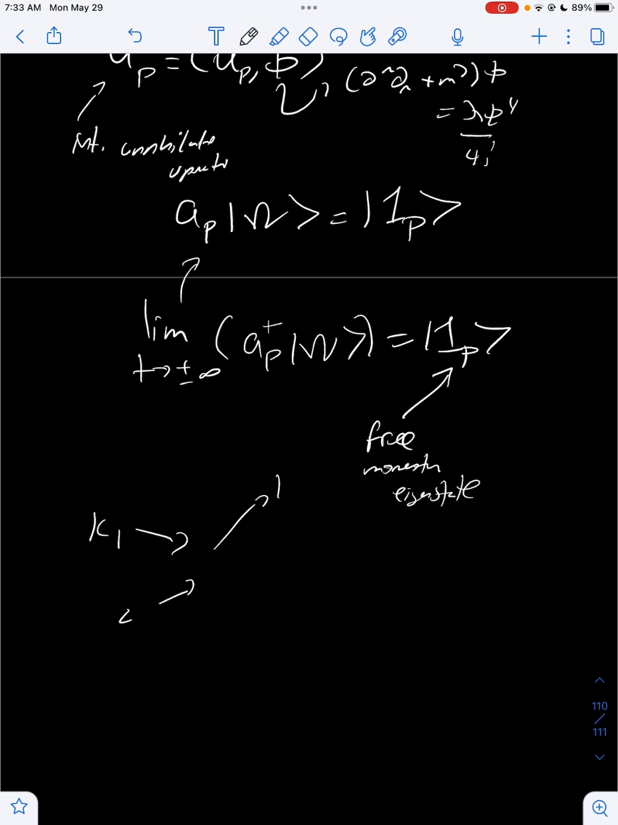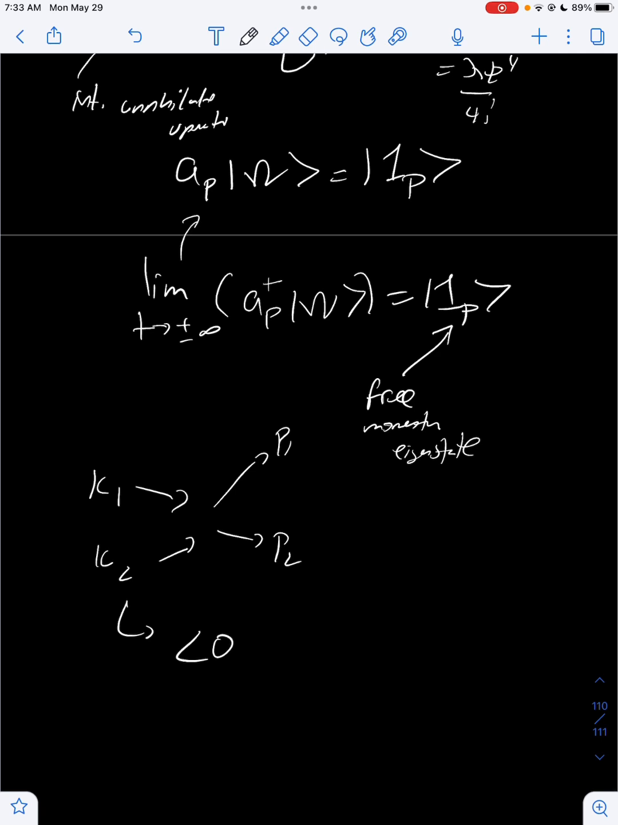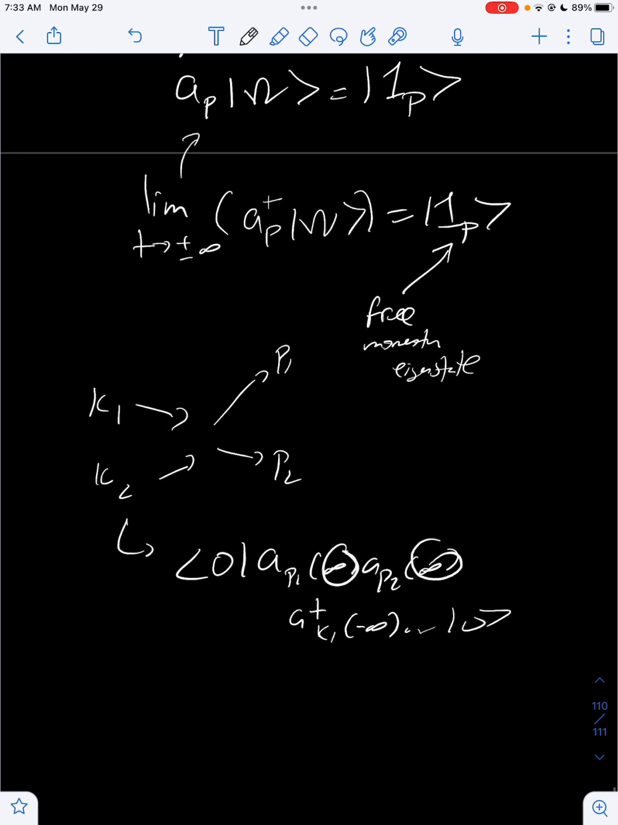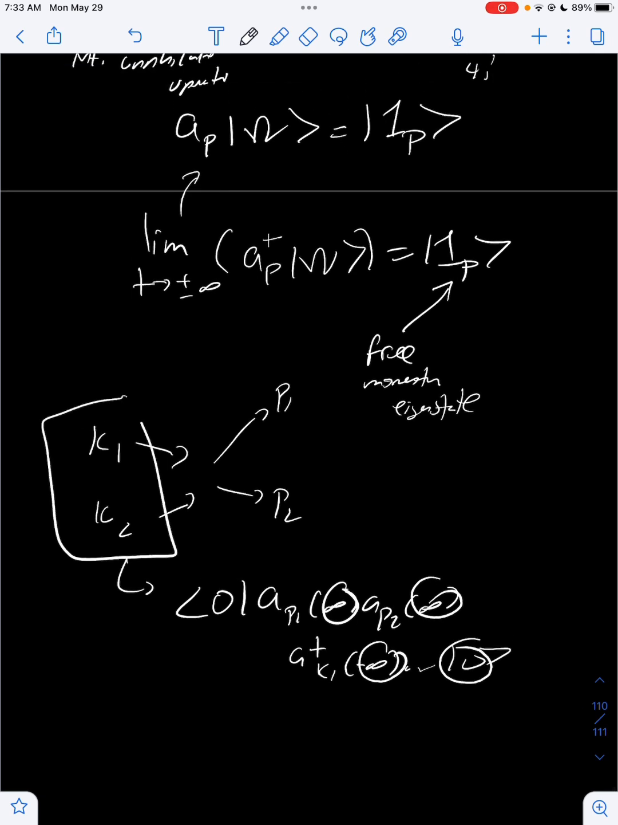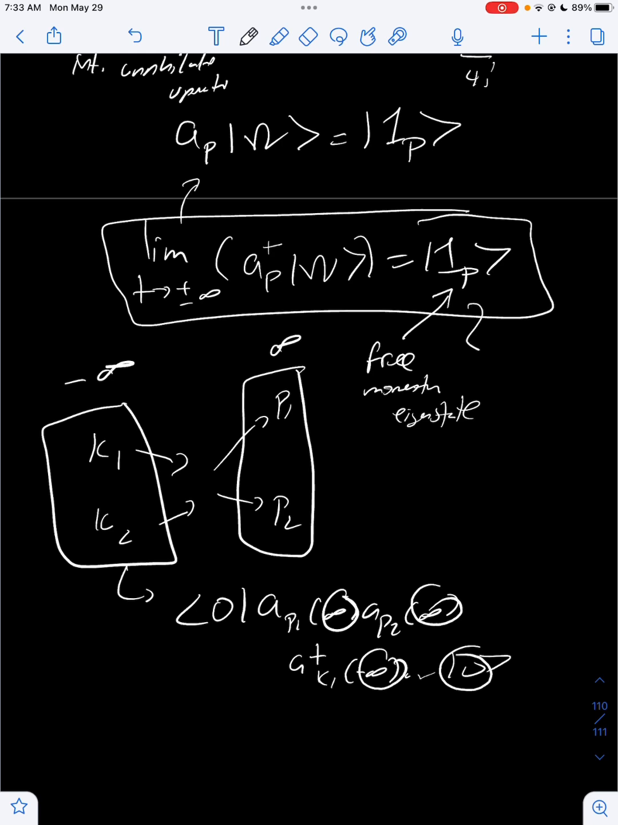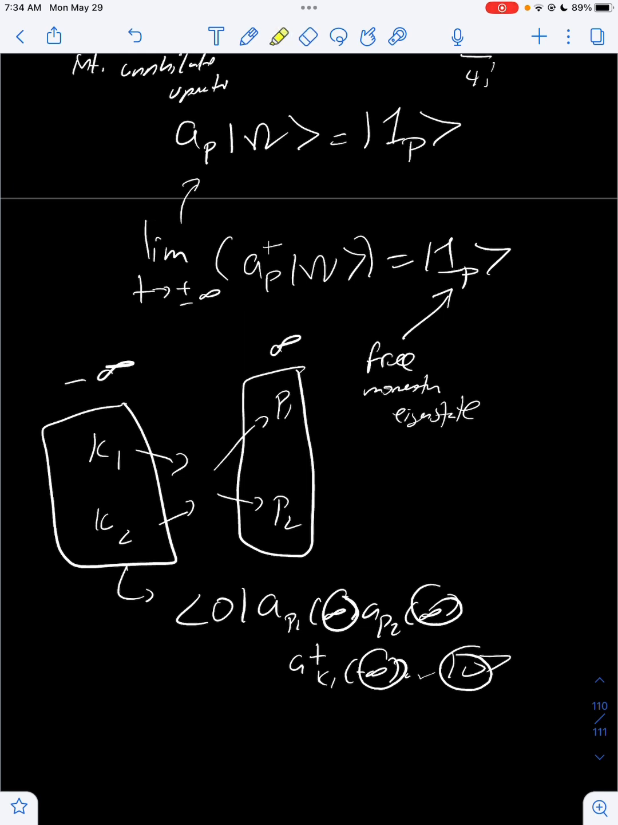K1 and K2 come in, and then P1 and P2 go out, and then we use this formula to calculate that. And then A of P2 at infinity, A conjugate K1 at minus infinity, and so on. The reason we say infinity and minus infinity is that the incoming part happens at minus infinity, and the outgoing part happens at infinity. We use infinity and minus infinity because we're assuming this equation is true in asymptotic times. Spoiler, it's not actually true, but it's close enough to being true that we can use it in practice.